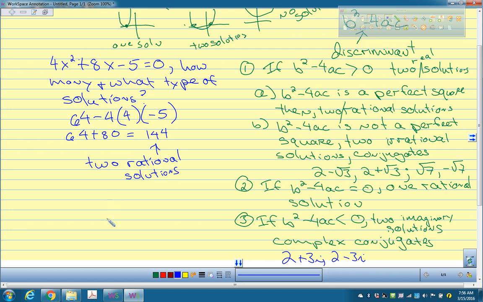Okay, let's try another one. 3x squared plus 5 equals negative 7x. You try on your paper, not on your whiteboards. All you're trying to do is tell me how many solutions you have and what type. Okay? Give that a shot.